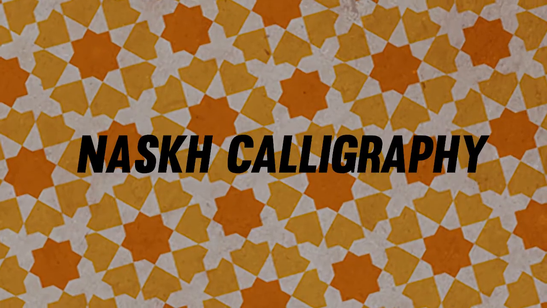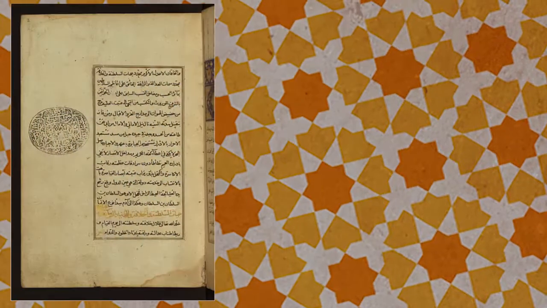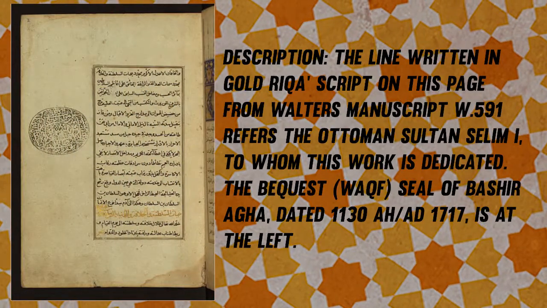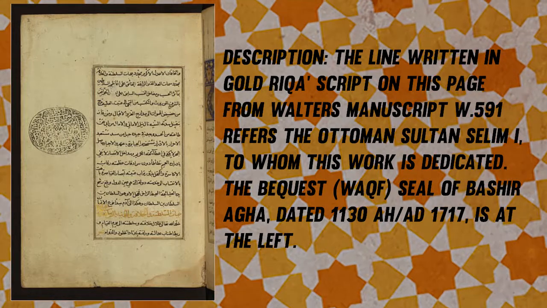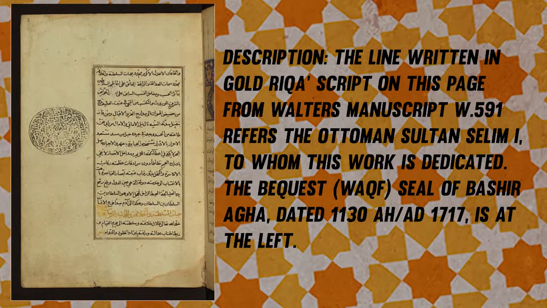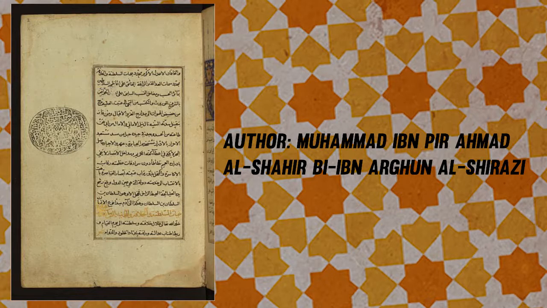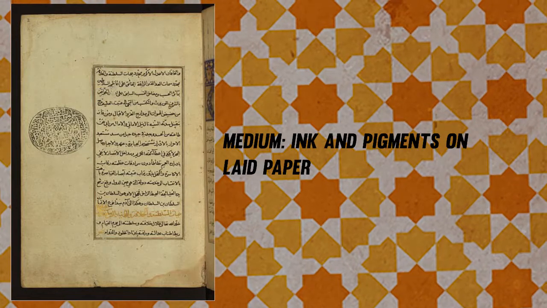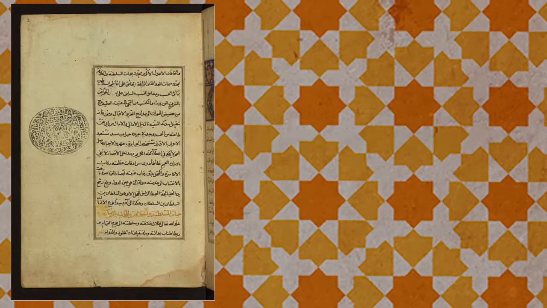Besides that, for Naskh calligraphy, this is a text page with a dedication to the Ottoman Sultan Selim I by Muhammad ibn Ahmad al-Shirazi in 1512 in Bursa, Turkey. The author used ink and pigment on paper as the medium.